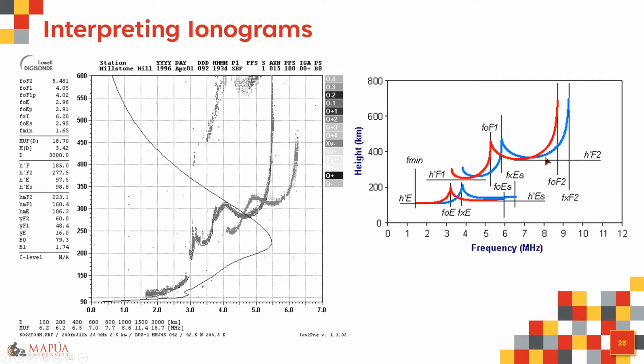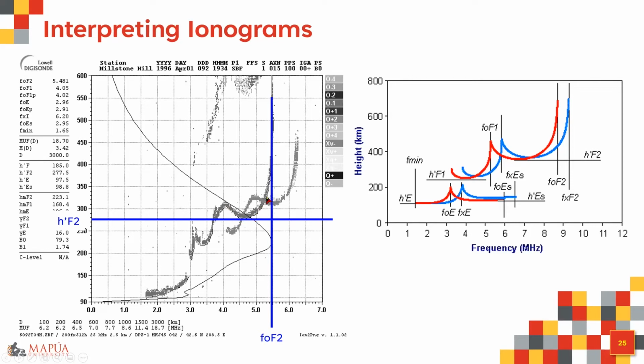Applying this, what we have here is your foF2. foF2 is the critical frequency of the ordinary wave reflected from the F layer. That means at around 5.5 megahertz, that's the maximum frequency that the ionosphere reflected, and it corresponds to the maximum electron density of the ionosphere during this time.